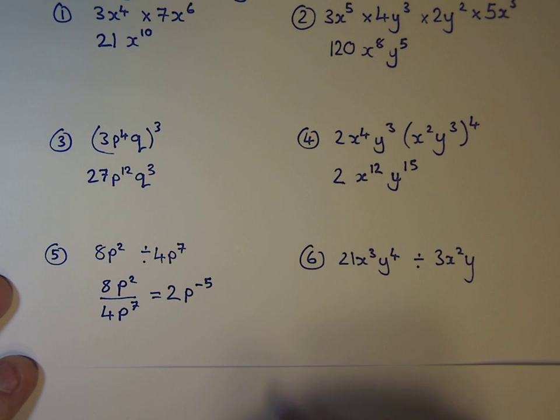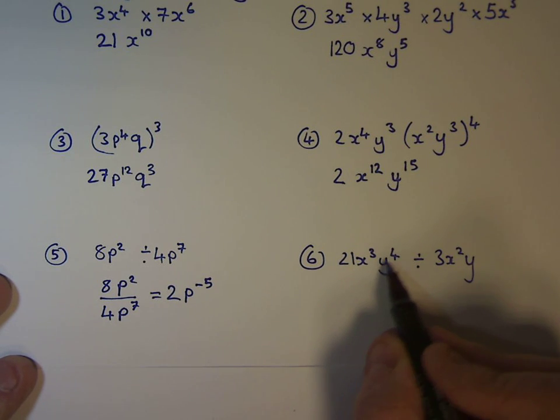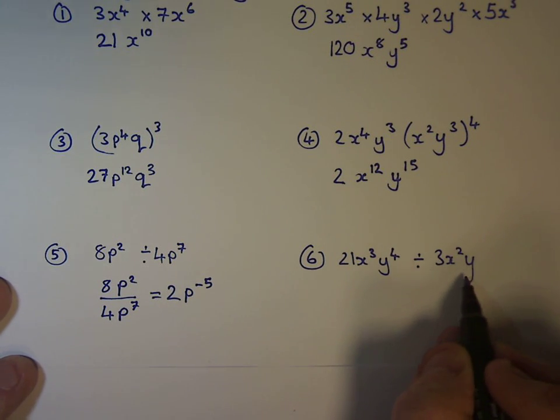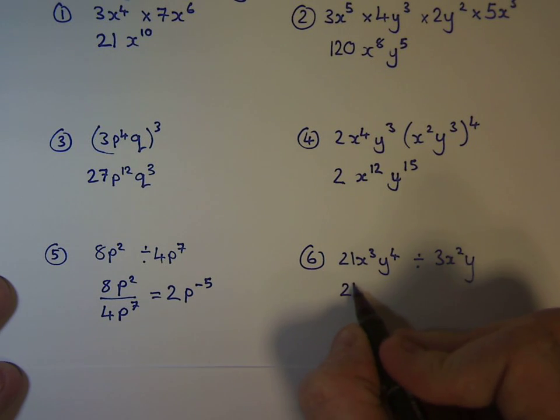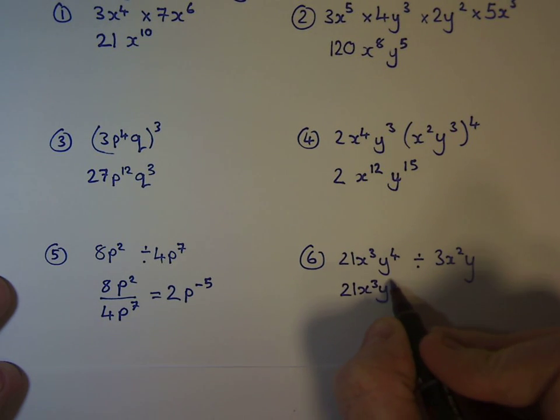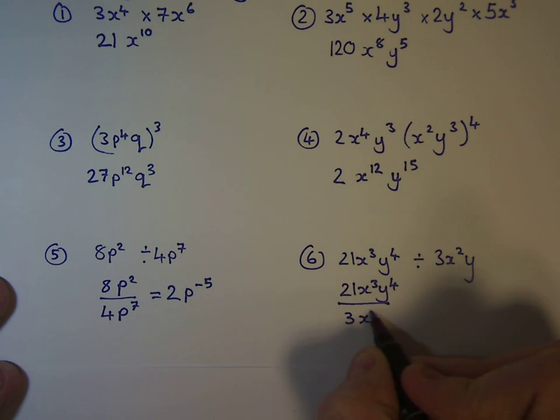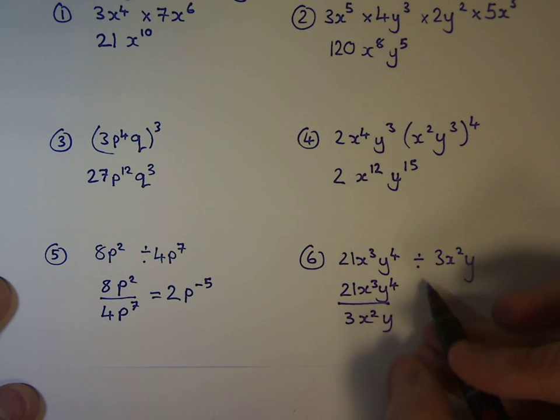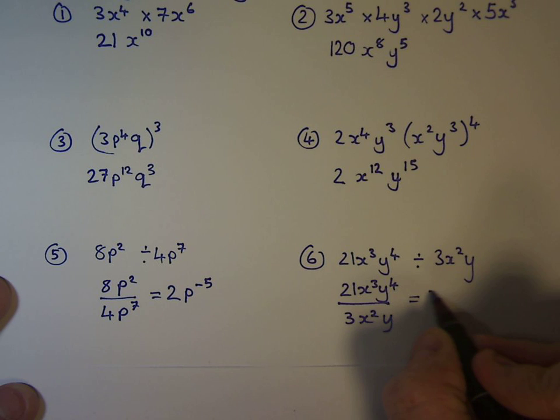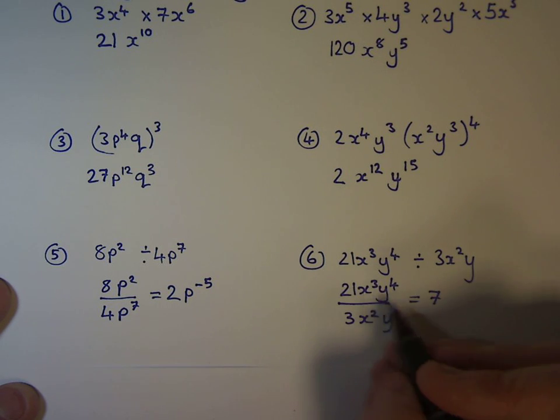Example 6. 21x cubed y to the 4 divided by 3x squared y. Write it in the other form: 21x cubed y to the 4 over 3x squared y. First of all, deal with the numbers. 21 divided by 3 is 7. Then deal with the x's.